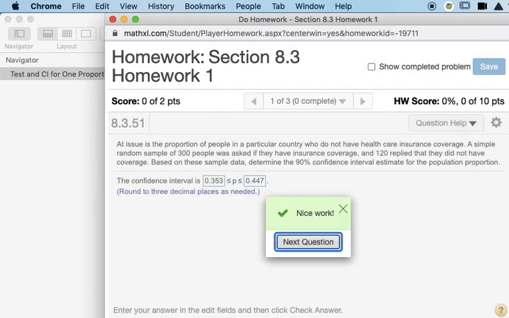And that's how you make a confidence interval for a proportion problem.